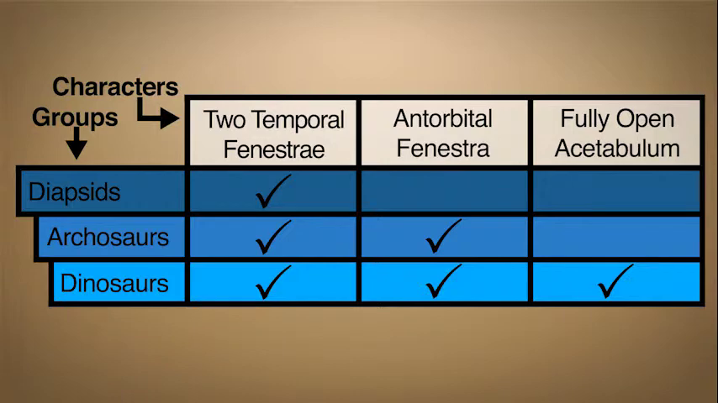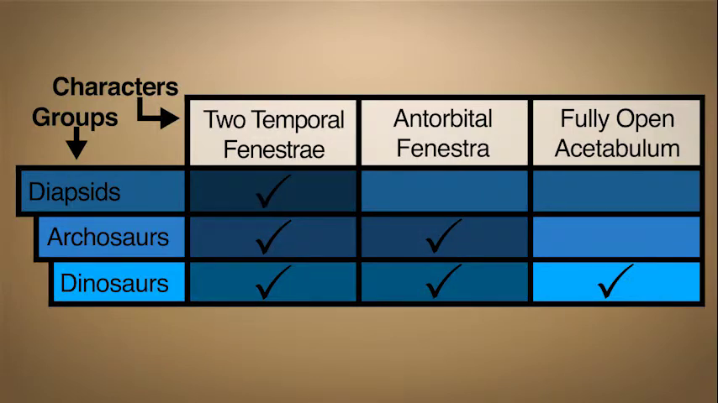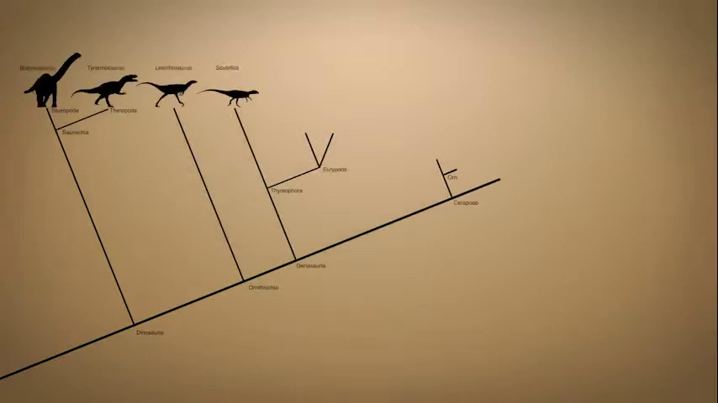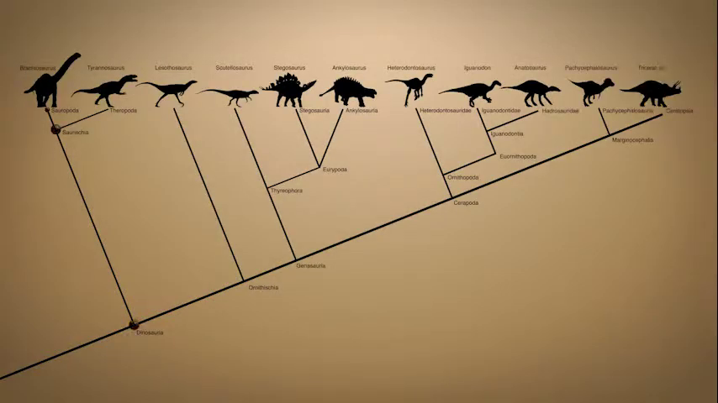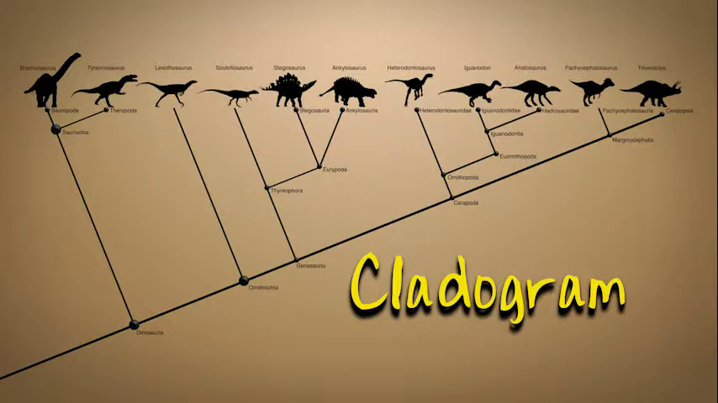This kind of information, both the traits that are shared by different groups, as well as the traits that make a group unique, can also be shown on a cladogram. The cladogram helps us organize these creatures according to their similarities and differences. In the next episode, we will look at a cladogram showing different dinosaur groups and the characters that define each group.